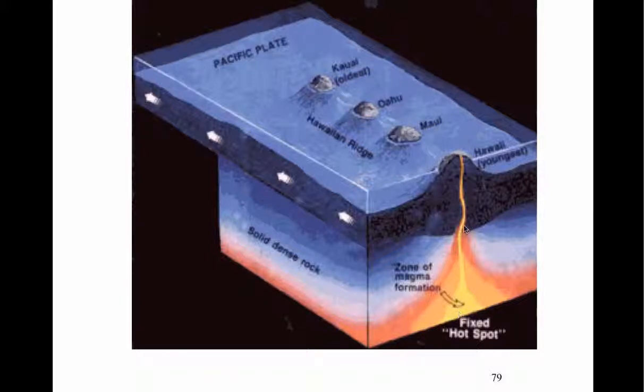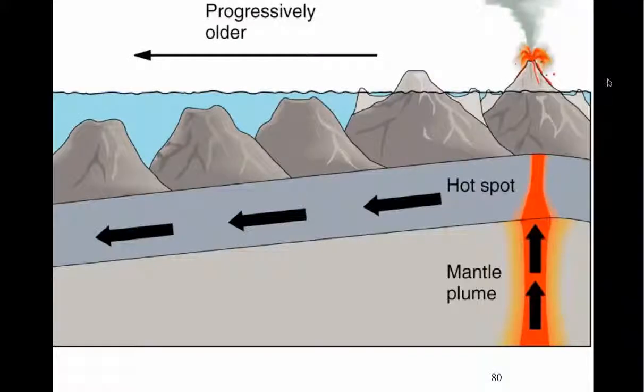Right now there's a fixed hotspot underneath Hawaii. The plate itself is moving this direction. So this is the youngest volcano. This used to be the youngest. And even right now there is a volcano or an island trying to form off of Hawaii. Midway, by the way, is something like this.